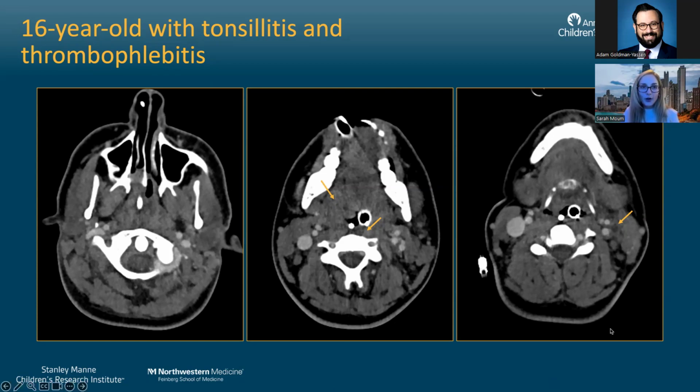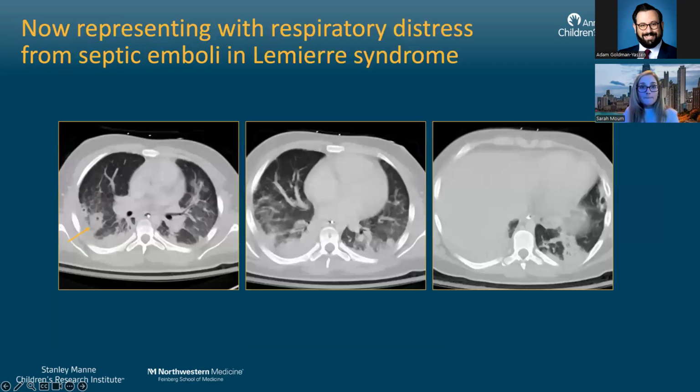I've helped you with the arrow, but we can see that there is an asymmetry of the IJ, so a filling defect within the left IJ as well, concerning for left IJ thrombus or thrombophlebitis in the setting of infection. Okay, so that was initial imaging. The patient was treated with antibiotics, but then represents, unfortunately, with worsening symptoms and respiratory distress.